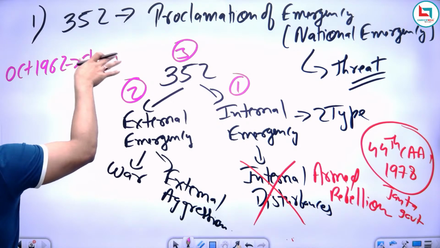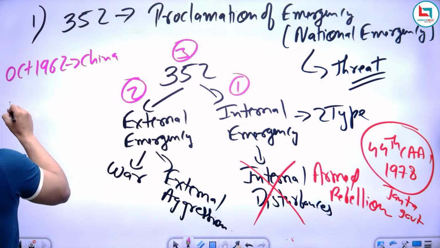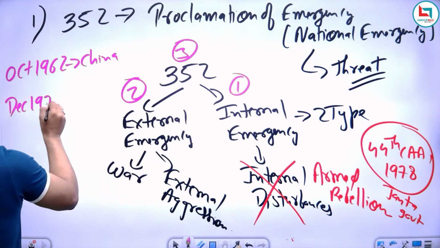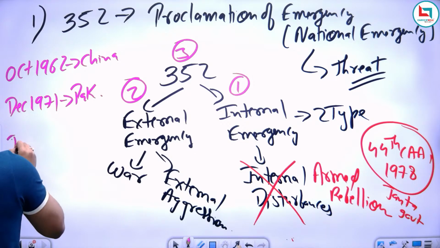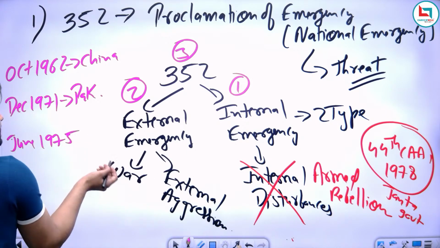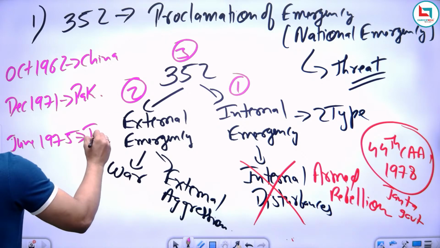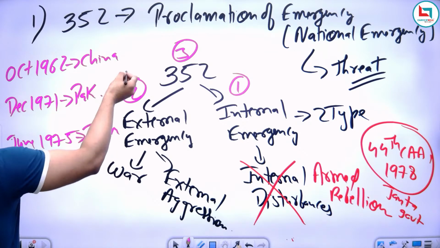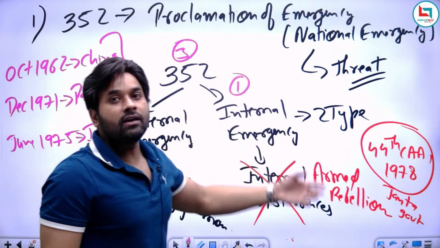So China was the reason for imposing national emergency in October 1962. Then the second national emergency was imposed in December 1971. This was because of Pakistan. And the third emergency, which we discussed right now, was imposed in June 1975, and this was because of internal disturbances. So this was imposed by Indira Gandhi. So the first two national emergencies are external, while the third is internal in nature.